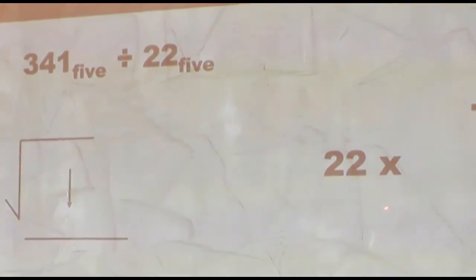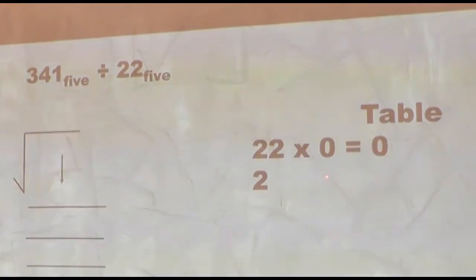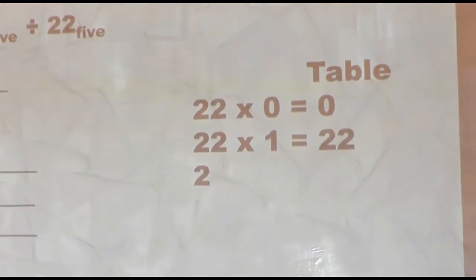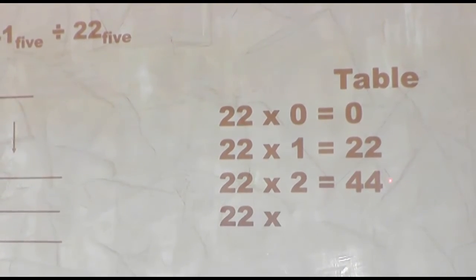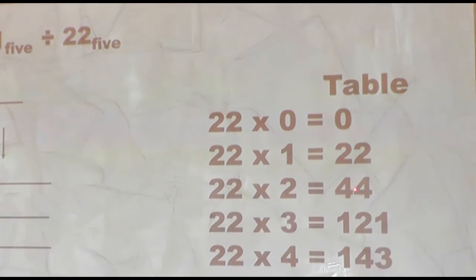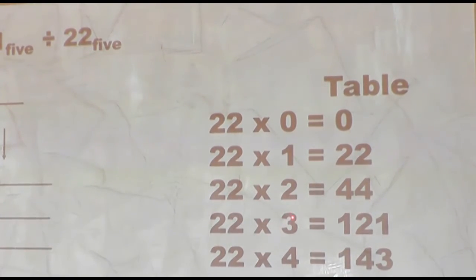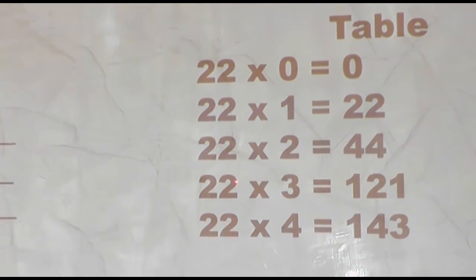And here in our table we will have 22 times 0, 22 times 1, we give 22. Then 22 times 2, now in base 5, 22 times 2 is still 44, because by the time you say 2 times 2, you have 4, and 4 is not greater than 5, so you leave it that way. 2 times 2 is still 4. Now in this case, we have 3 times 2, and 3 times 2 is 6. 6 is already greater than 5. If you remember our multiplication, 3 times 2 is 6.